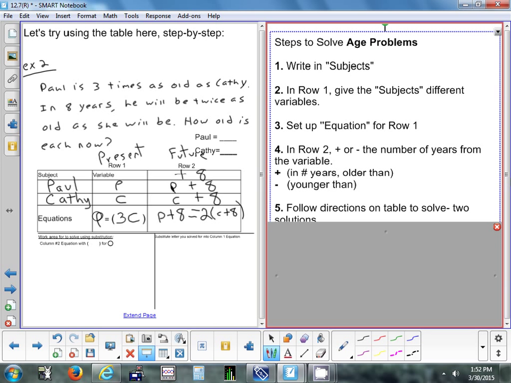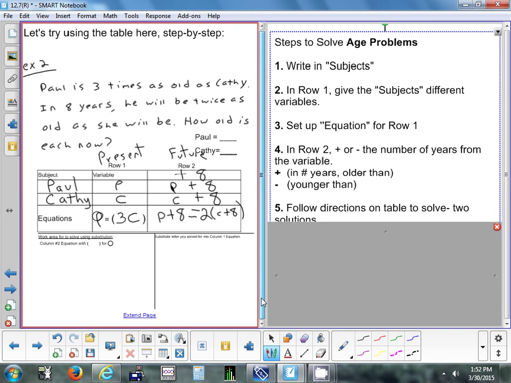We're going to follow the directions that are already on your little table. You're just going to follow those directions to figure out the rest. All right? Mine got changed a little bit. On yours, it says you're going to substitute the parentheses from row 1 equation for the variable it represents in row 2 equation. So we're going to take what this represents in row 2 and substitute.